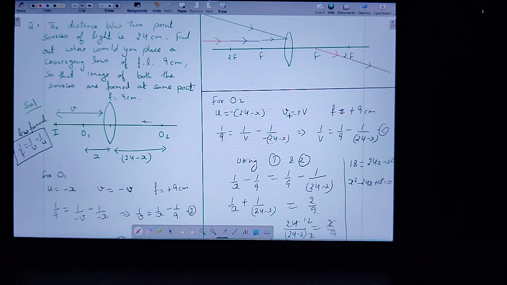Is this question clear to everyone? How we approach this question? Yes, ma'am. Now write down displacement method or UV method.